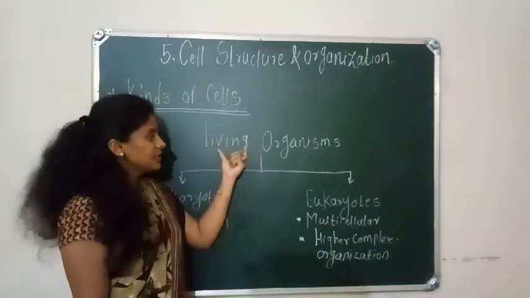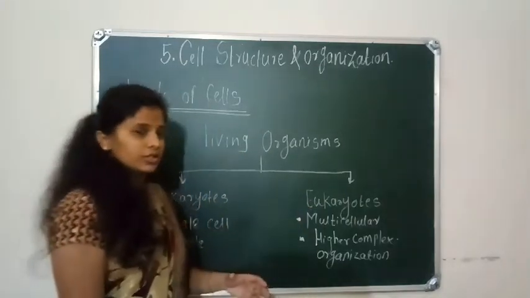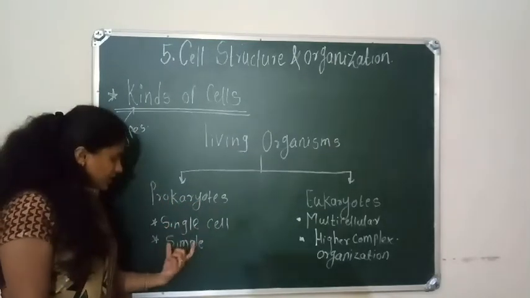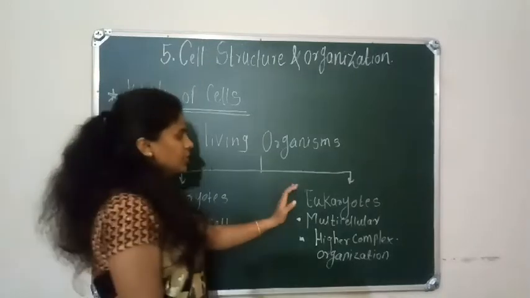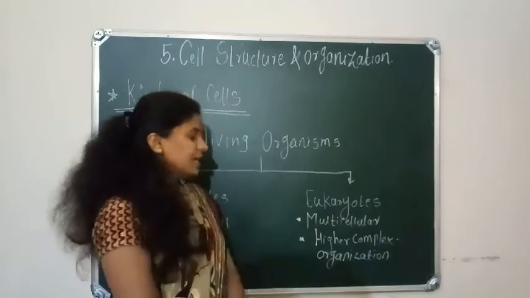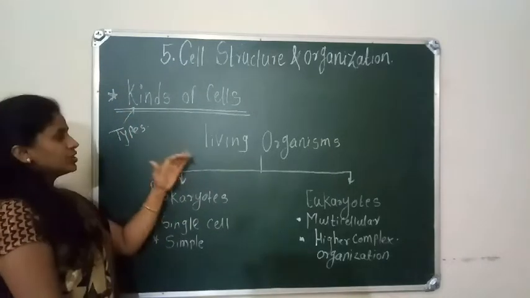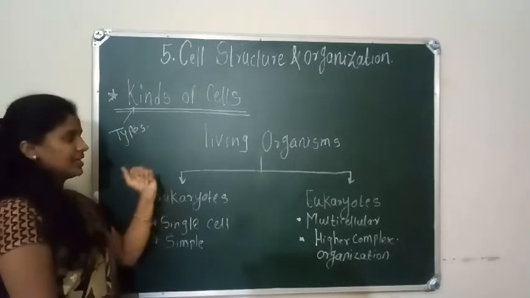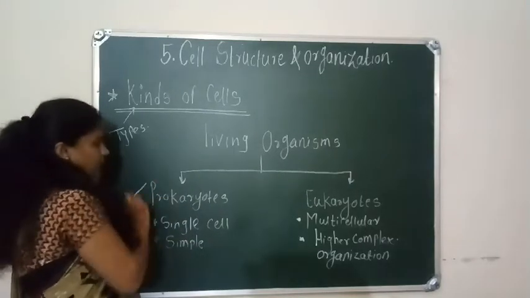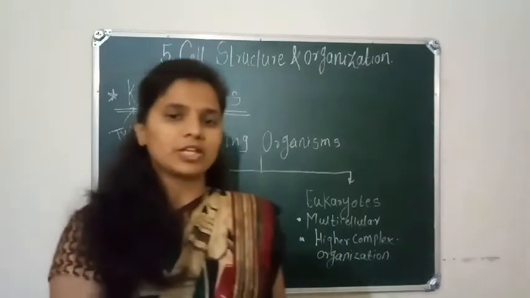Firstly, living organisms are classified into prokaryotes and eukaryotes. Prokaryotes are made up of a single cell and the organization is simple, and eukaryotes are multicellular with a higher, complex organization. So this is the introduction to the kinds of cells. Then the next point: we discuss the prokaryotic cell first. So let's see the prokaryotic cell.